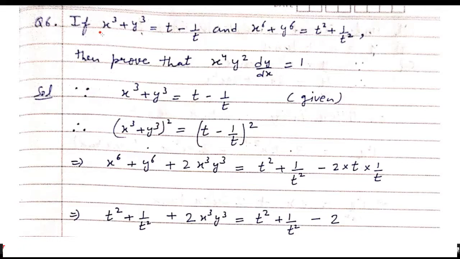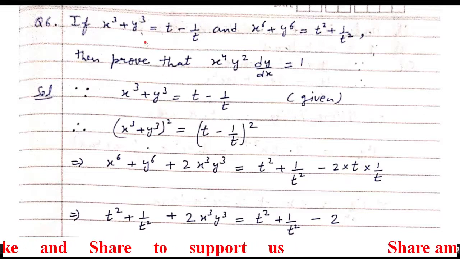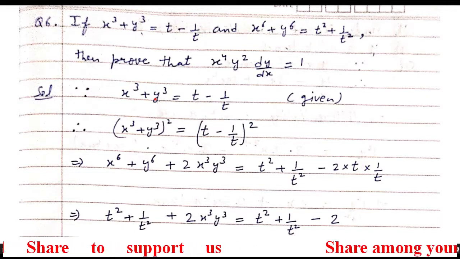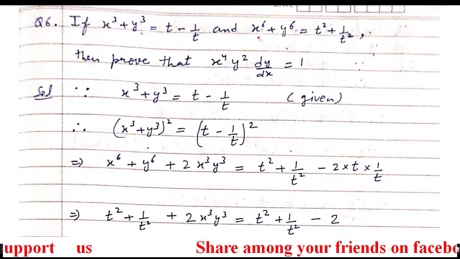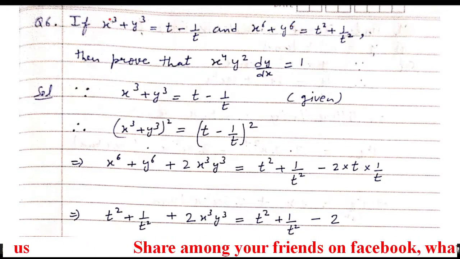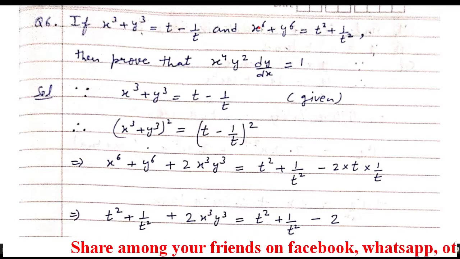Here x cube plus y cube is t minus 1 upon t given to you, and x^6 plus y^6 is t square plus 1 upon t square is also given. With the help of these two given pieces of information we have to prove this result. So first we'll start with this given thing, and now since here you have x cube and y cube, and suddenly you are getting x^6 and y^6, from power 3 to power 6 you have to switch.